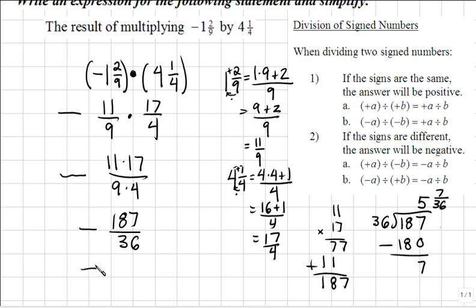So our answer to this problem as a mixed number would be negative 5 and 7 over 36, or negative 5 and 7/36.